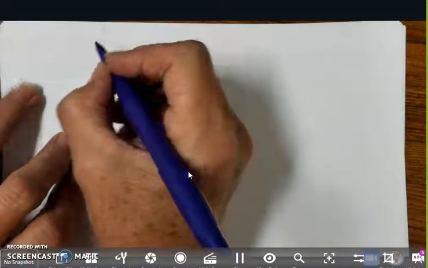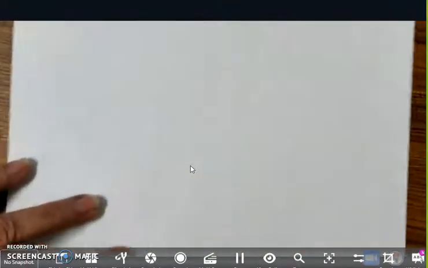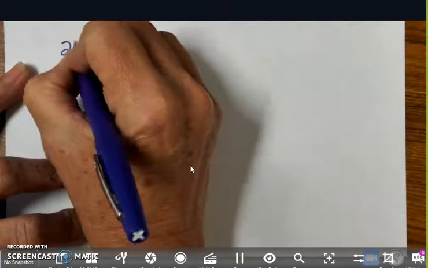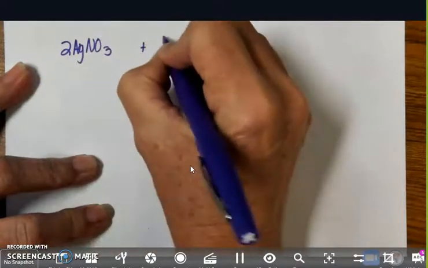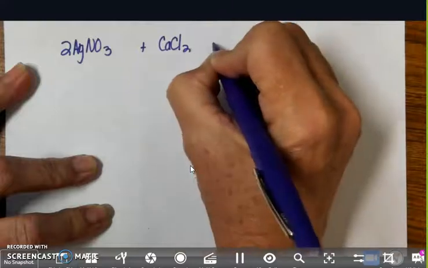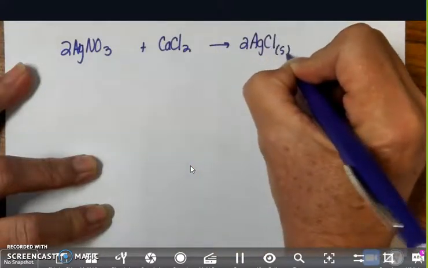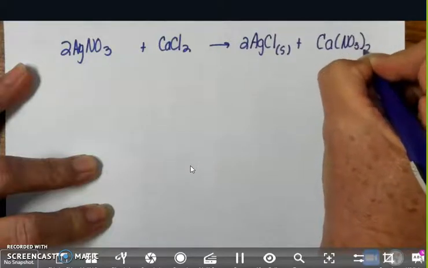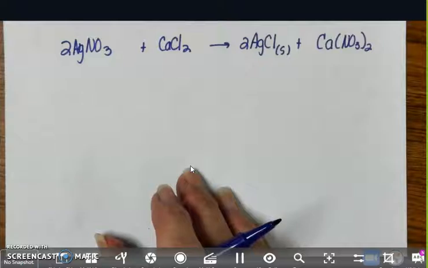Okay, so this problem is basically the same as the other ones we've done. We're going to take silver nitrate and react it with calcium chloride, and we're going to get silver chloride solid plus calcium nitrate. Okay? Now, normally we would write the complete ionic equation and the net.